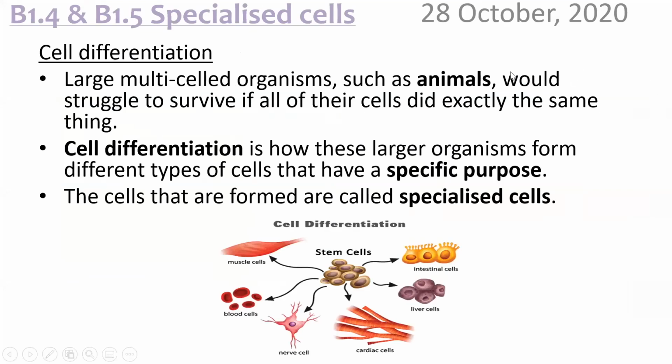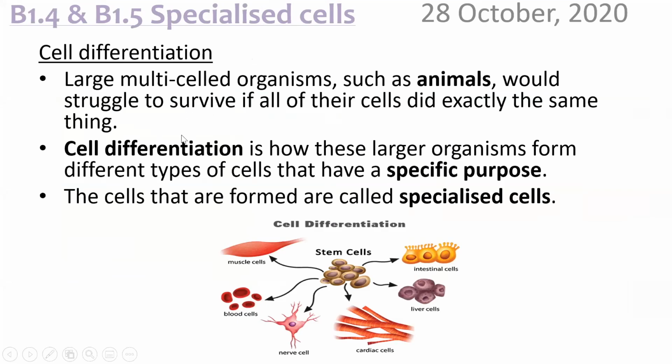The next half, we'll talk about just the basics. Large multi-celled animals and plants would struggle to survive if all the cells were the same. You can probably just look at yourself and think, my fingernails are different to my eyes and things like that, can't they? So they've all got different cells, and my heart's different to my lungs.